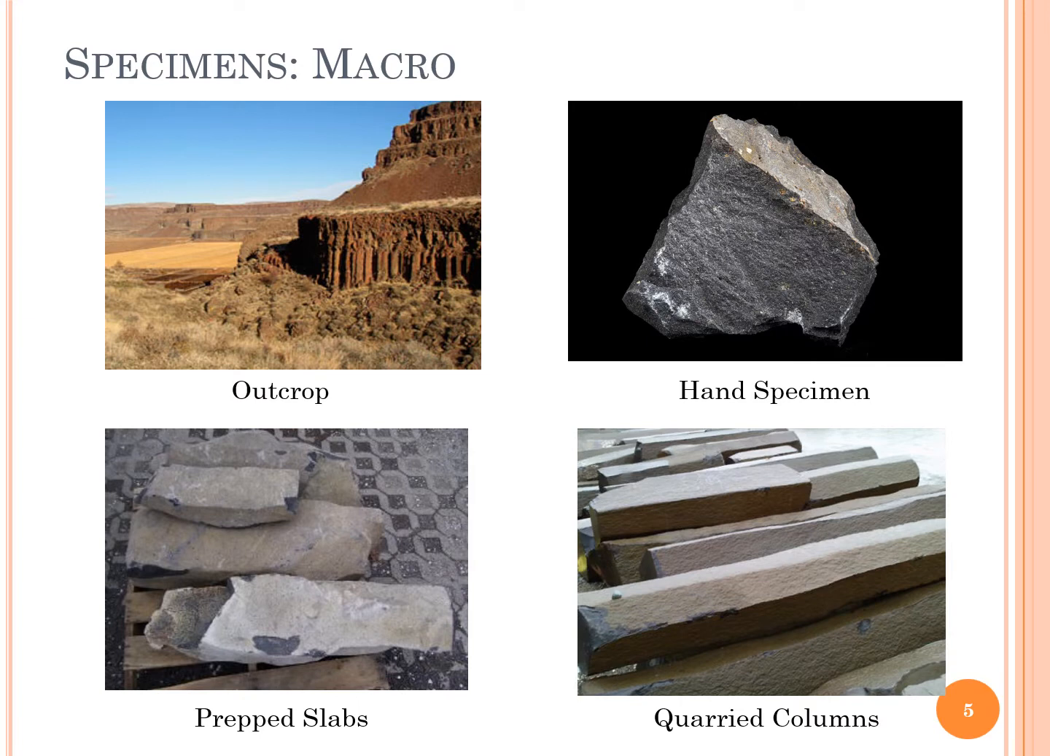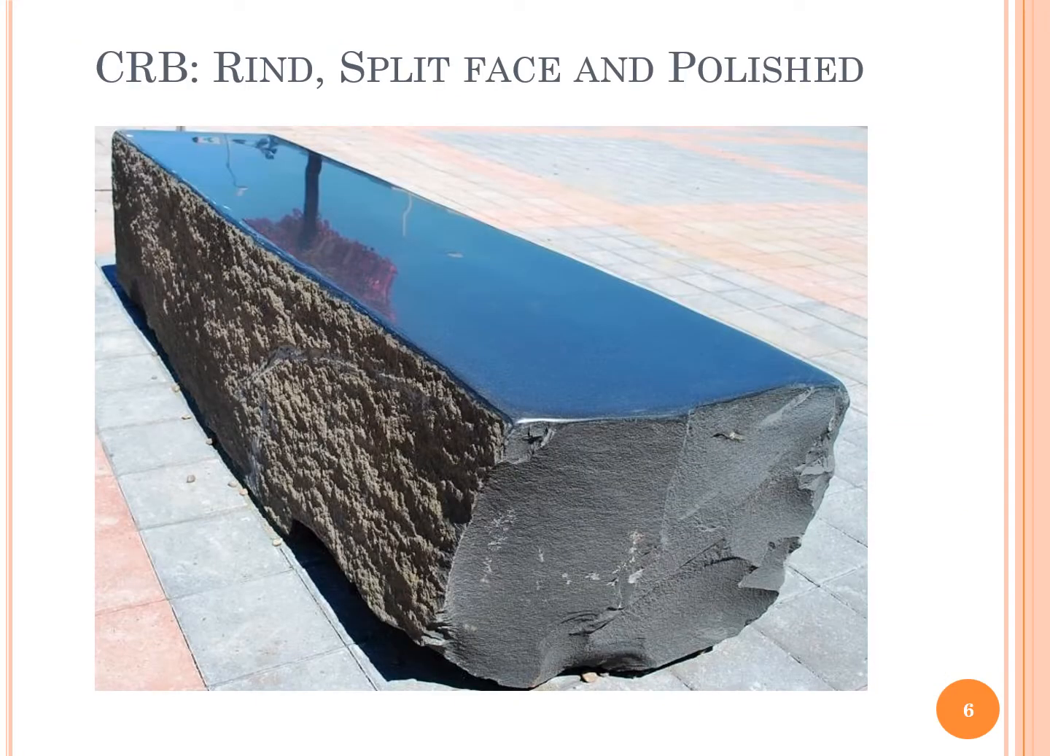Hand specimens here in the upper right, you can see the sharp breaks and a little bit of the conchoidal fracture. We'll talk more about that in a few minutes. Here's some prepared slabs in the lower left and some quarried columns. And we'll talk a lot more about how columns form in the CRB a little bit later in the presentation. With the Columbia River basalt, you have very distinct characteristics of the stone, depending upon whether you're showing its rind, its split face, or a polished surface.